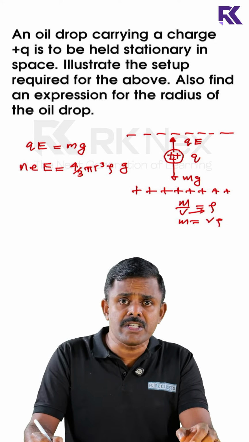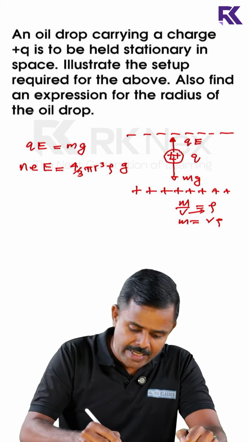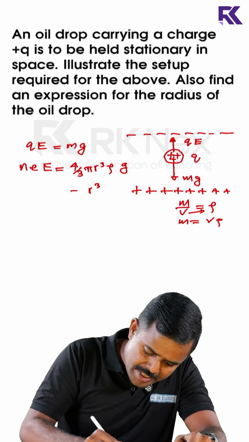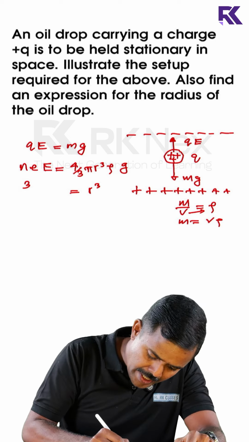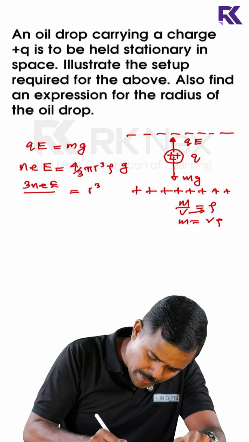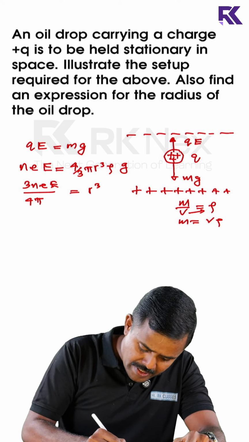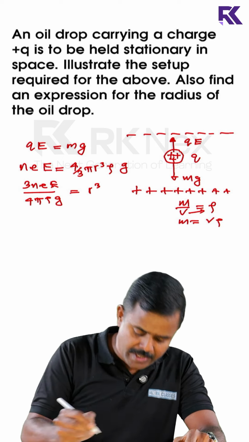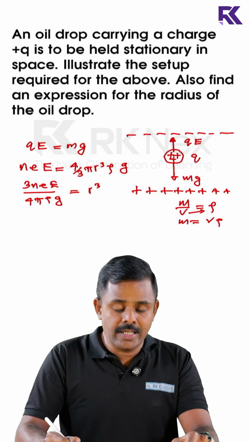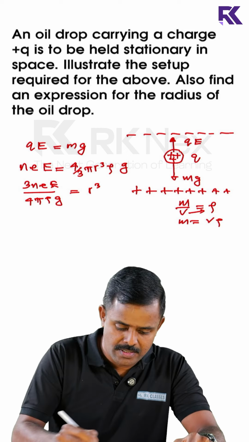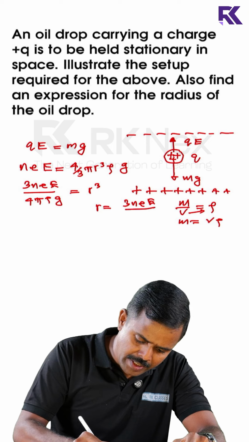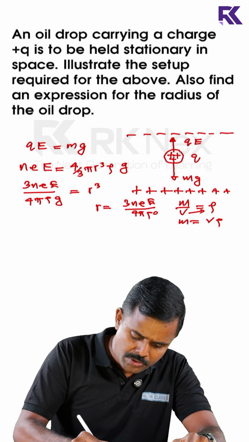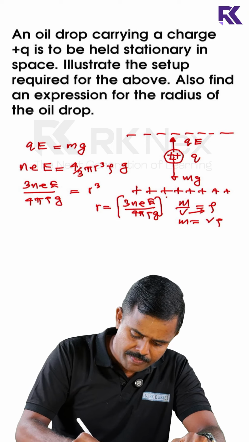What I want is an expression for radius of oil drop. So I'll keep it on the right side. r cube is equal to, all of the terms are going to the left side. So that makes it 3 Ne divided by 4 pi rho g. This is r cube, then r should be the cube root of this, and r is given by 3 Ne divided by 4 pi rho g, the whole raised to 1 by 3.